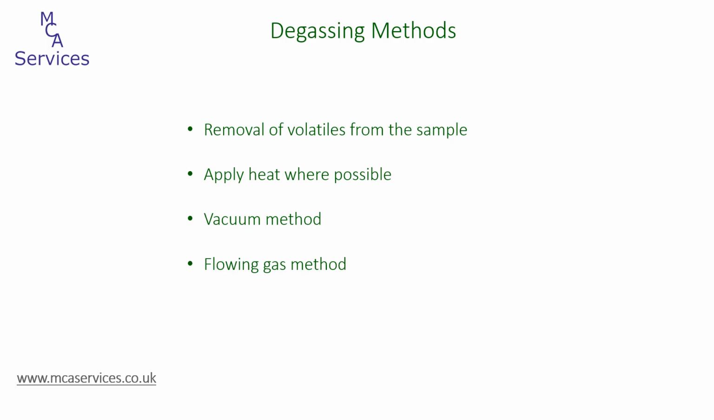Essentially, there are 2 methods available to us, and that's flow degassing and vacuum degassing. These can be applied to a sample before loading into an analysis tube. For example, vacuum degassing can be undertaken in a vacuum oven, or after the sample has been loaded to the analysis tube using a special degassing unit.